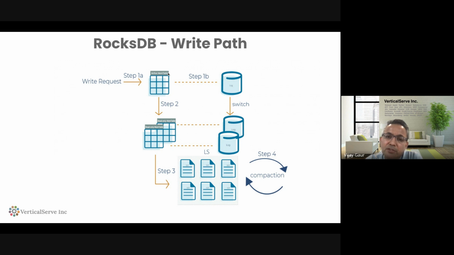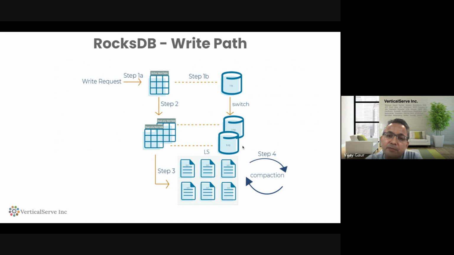RocksDB supports a transaction log where whatever you are writing into the mem table can go to step 1B. You see step 1A, you write it to the mem table, step 1B, from there is a transaction log which keeps on appending to a log file. And then these logs are again stored on the disk for more fault tolerance. That is the default RocksDB implementation.